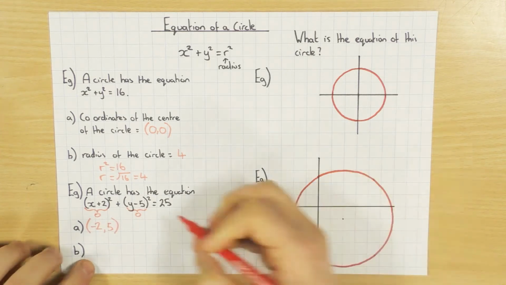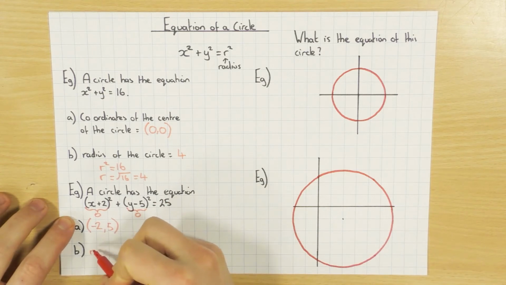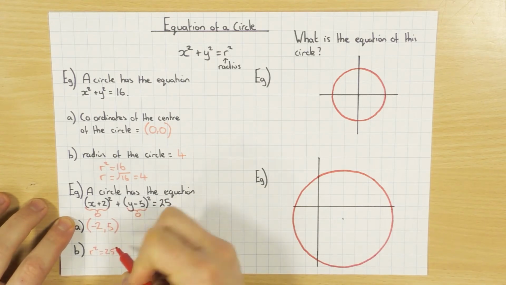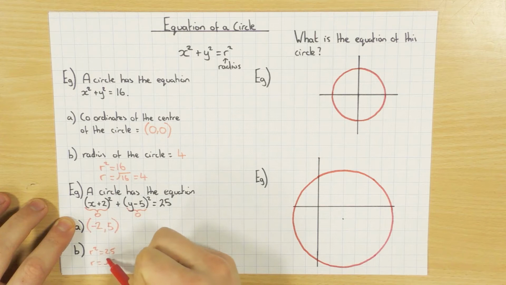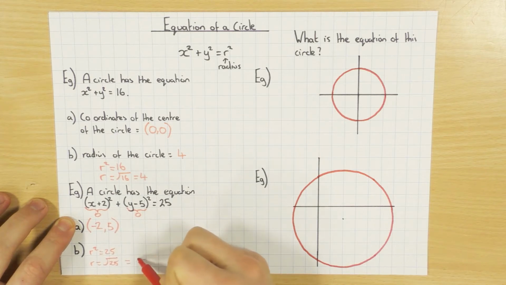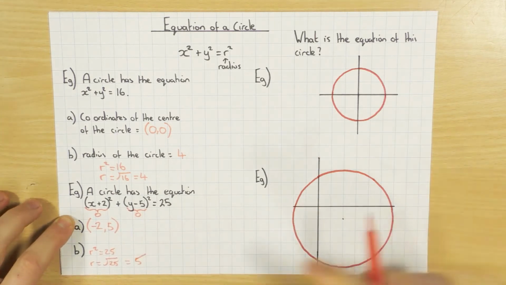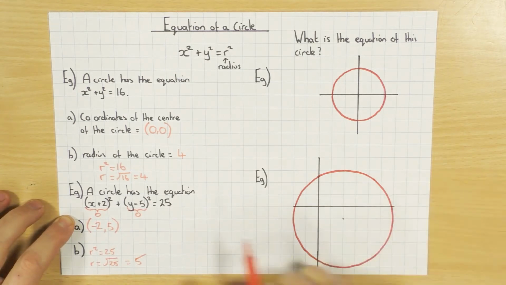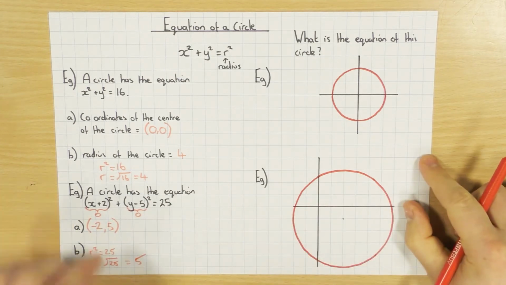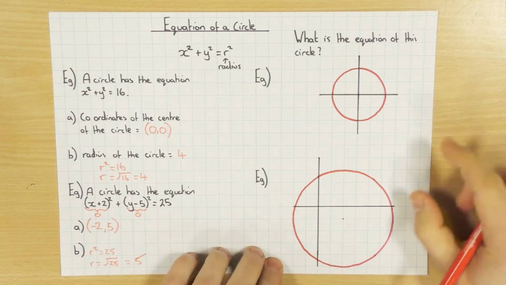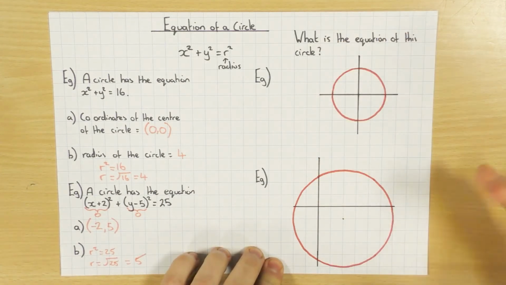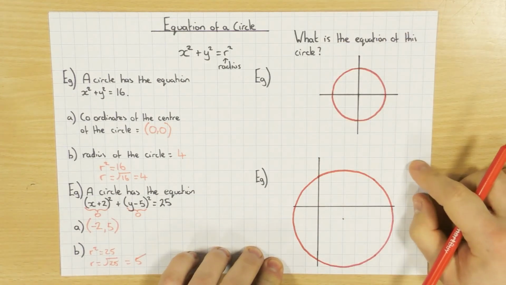The radius is very simple. Again, we've got 25 here, so I know that r squared equals 25, in which case r must equal the square root of 25, which is 5. So the radius of this particular circle is 5. So that's if they give you the equations. What they might do is give you the drawings, and again, ask you to work out what the equation is.